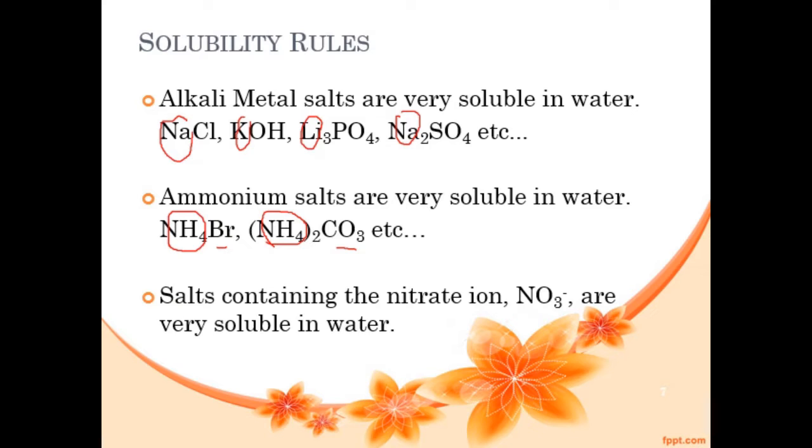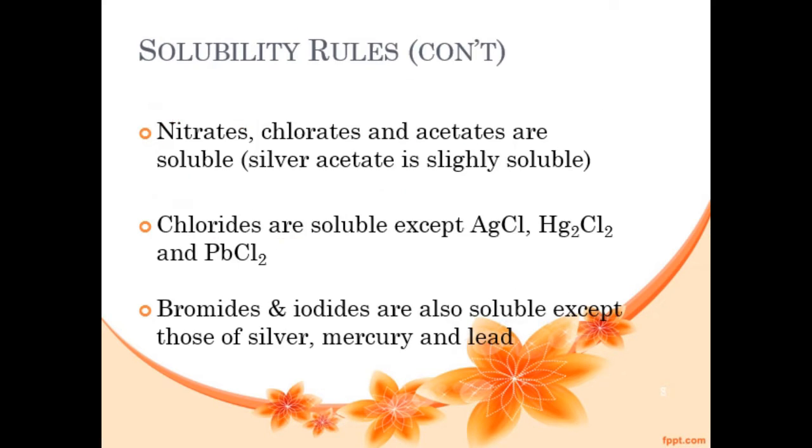The next type of salt that is also soluble is nitrate. Whatever salt has nitrate in it, for example sodium nitrate, potassium nitrate, they are all very soluble. Besides nitrate, chlorate and acetate salts are also soluble. Exception: silver acetate. This type of salt is slightly soluble.